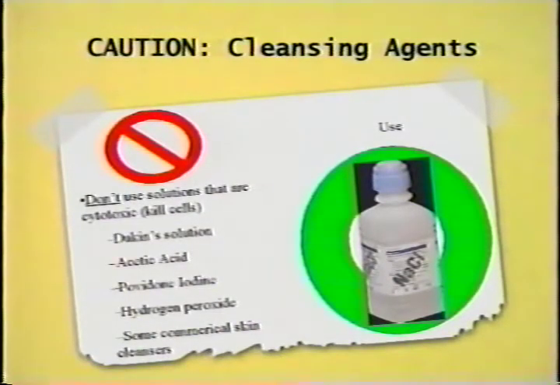You know, I see a lot of different solutions used to clean wounds. What type of solutions are recommended? The AHCPR clinical guidelines recommend that routine cleansing with solutions that are cytotoxic, that is, solutions that kill cells, should be avoided. This includes Dakin's solution, acetic acid, povidone iodine, hydrogen peroxide, and some commercially available skin cleansers.